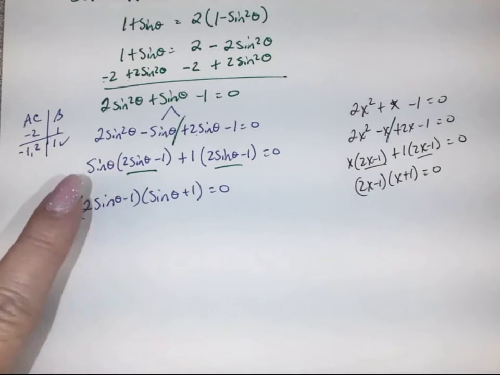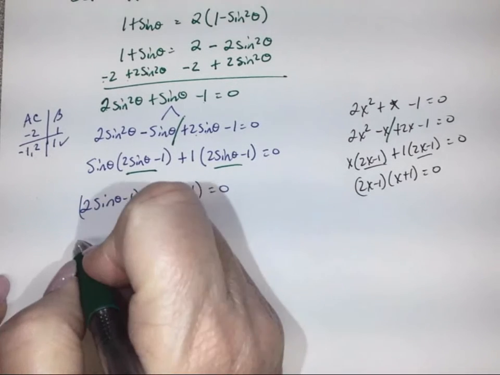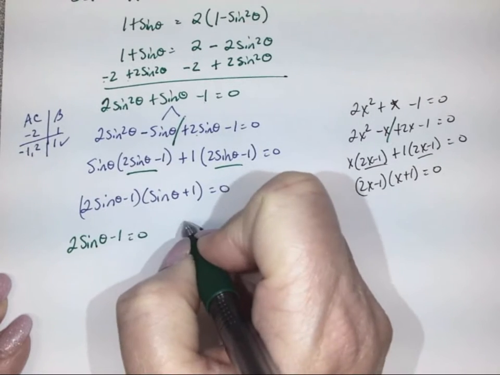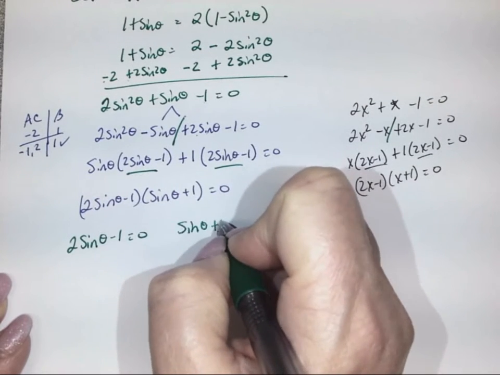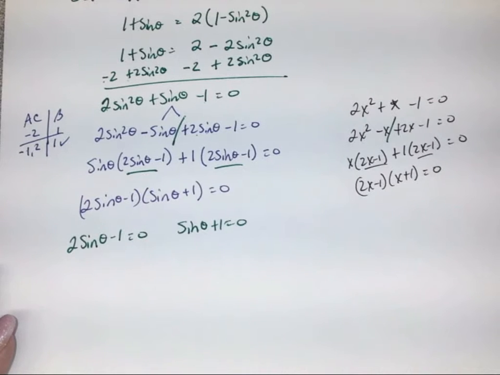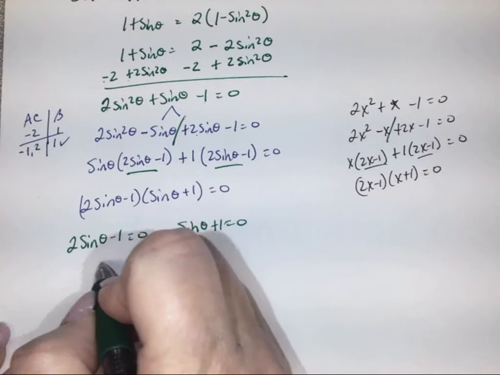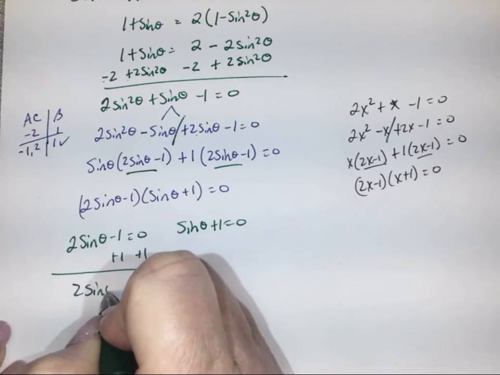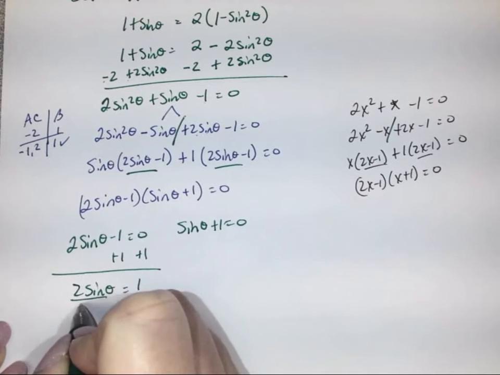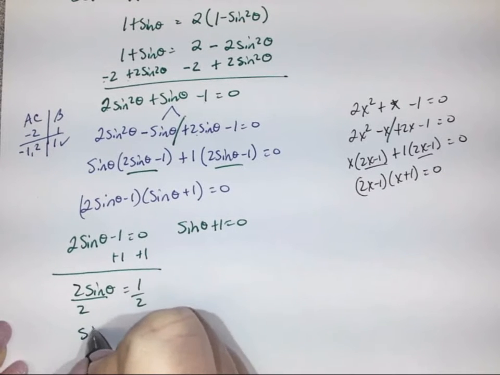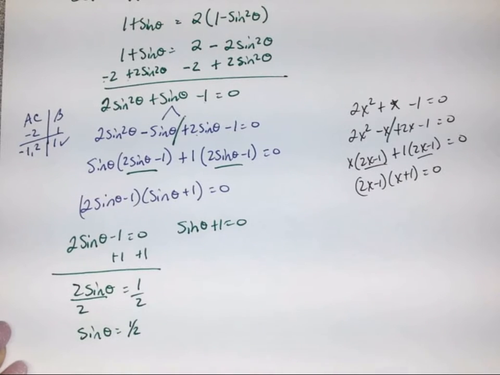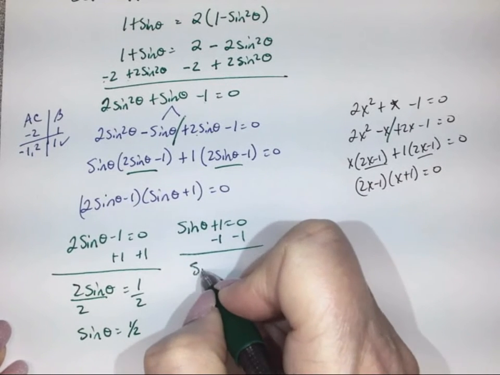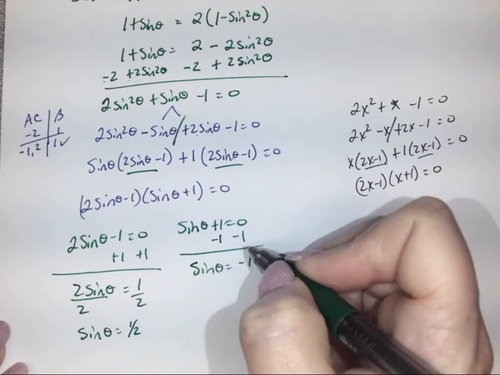So now what we're going to do is take each part and set it equal to 0. So 2 sine theta minus 1 equals 0, and sine theta plus 1 equals 0. So we'll add our 1 over. We get 2 sine theta equals 1. Divide by 2, and sine theta equals 1/2. And here we'll subtract our 1, and sine theta equals negative 1.